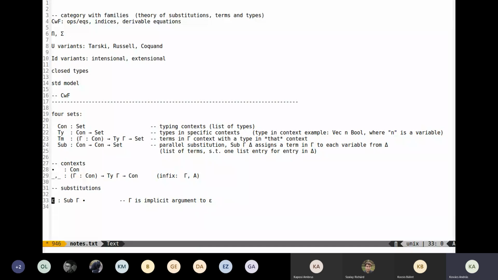Okay, so you have the empty substitution, and this says that for any gamma, we have a substitution into the empty context. And I mentioned previously that this is a list of terms such that there is one entry for every entry in delta. And in this case, there are no entries in delta because delta is empty. So if delta is empty, then the substitution is an empty list.